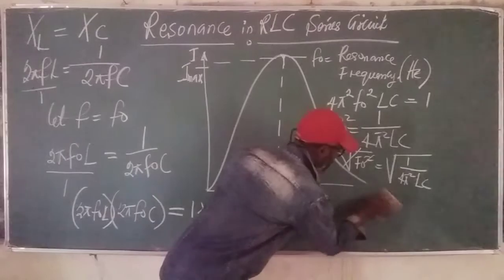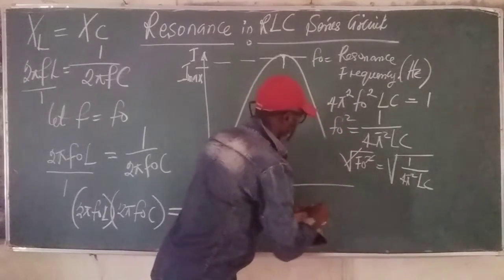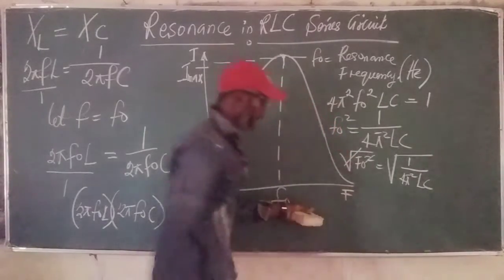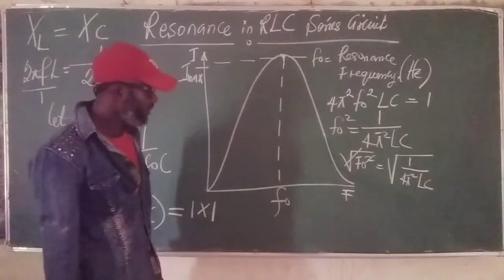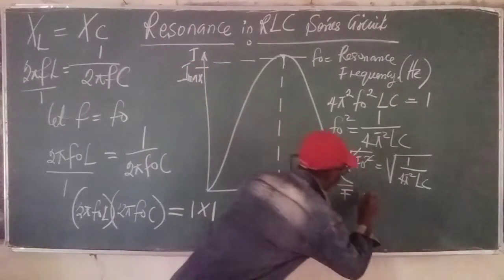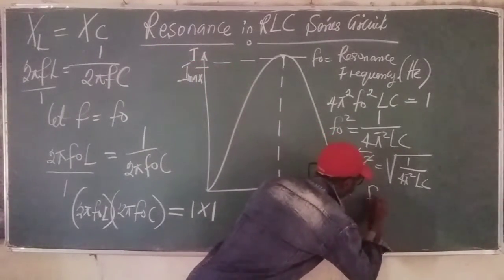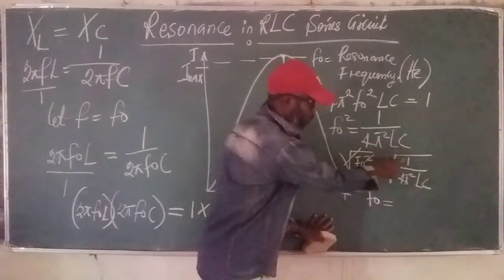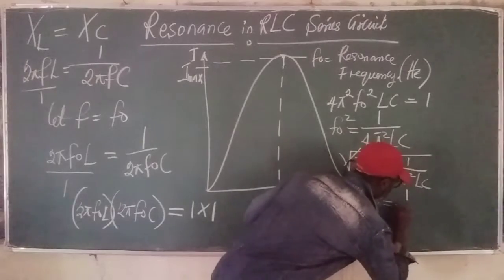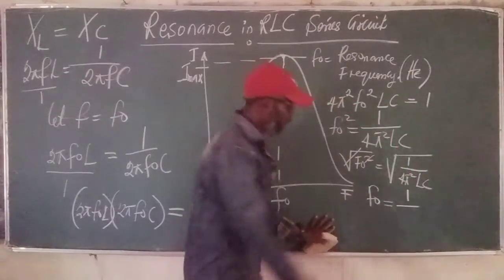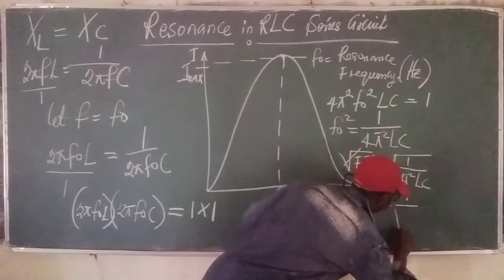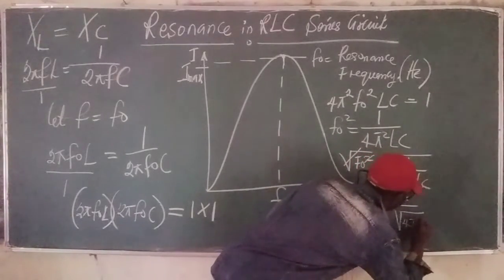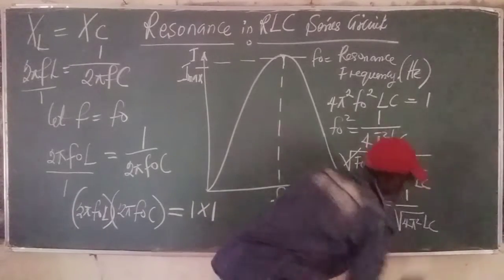I want to reduce this a bit. Good. So this can be F. Now we have F naught is equal to, look at this, the square root of 1 remains 1. The square root of this becomes 4 pi, squared LC.